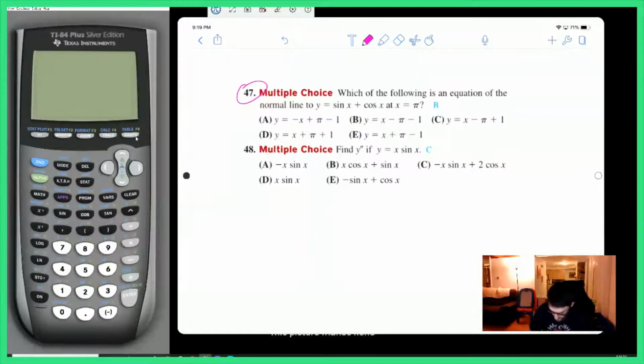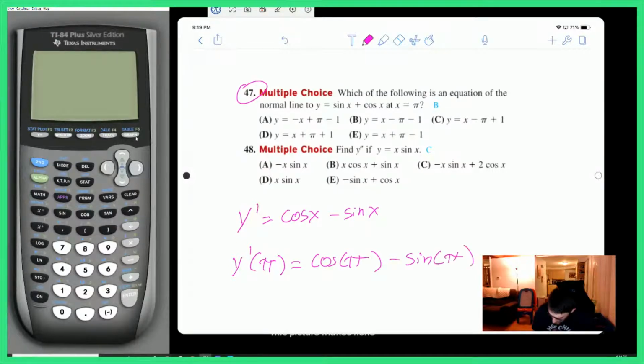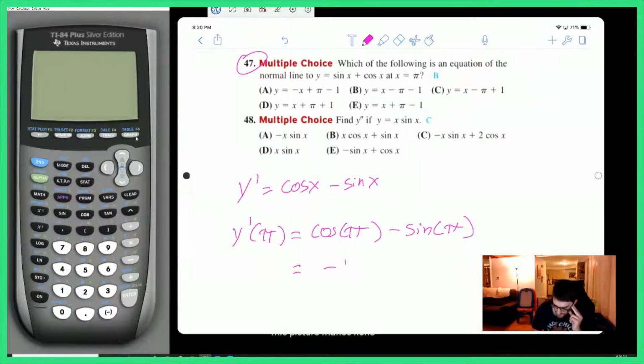Okay, so if we do y prime, we need to find the derivative of sine x, which is just positive cosine x. And then the derivative of cosine is negative sine x. And all I need to do is plug in pi. So y prime of pi is equal to cosine pi minus sine pi. Okay? And I know that cosine pi is -1, and I know that sine of pi is 0, so that's the slope. So all I need to do now is find my normal slope.